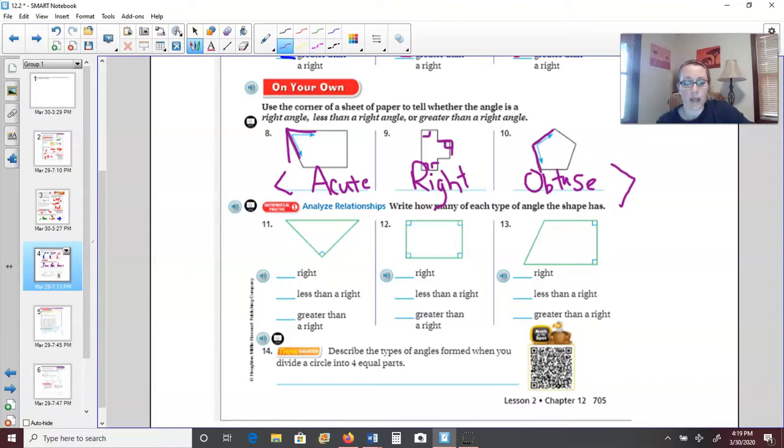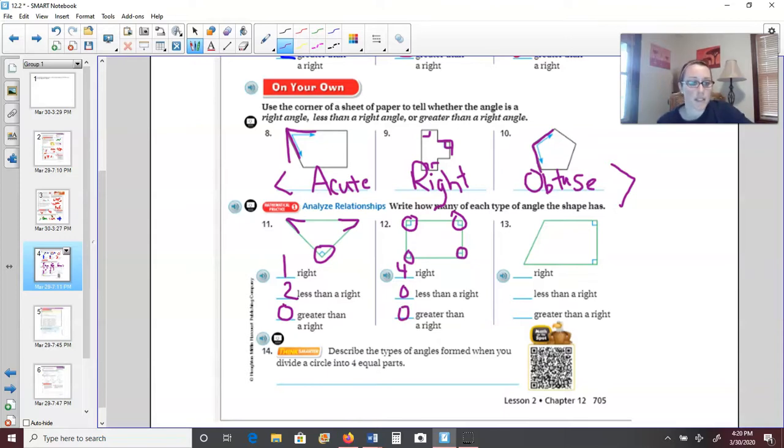All right, number 11, write how many of each type of angle the shape has. So when we look at number 11, this triangle, I see this symbol here. That is a dead giveaway that this is a right angle. So there's one right angle. And the other two angles in my triangle are pinching in, so they would be less than a right angle or acute. I don't have any that are greater. On number 12, this one is easy peasy. Look at all these symbols in the corners of this rectangle telling us that they are all perfect. There are 4 right angles and none that are less or none that are greater.